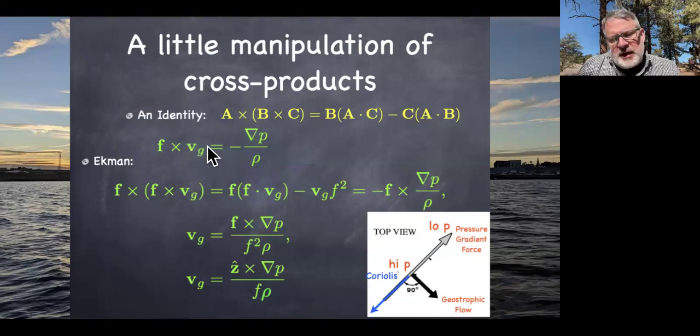How do I know this is a horizontal balance rather than a vertical balance? Well, f is in the vertical, so f cross v_g is something that's not in the vertical. So I can interpret this pressure gradient, the important part of it that's participating in this balance, as only being the horizontal part of the pressure gradient. The vertical pressure gradient has the hydrostatic balance, and this is for the horizontal part of the pressure gradient.